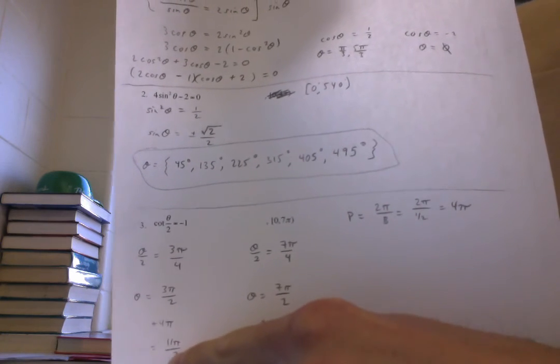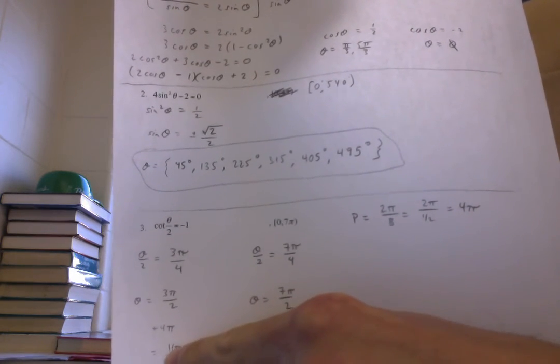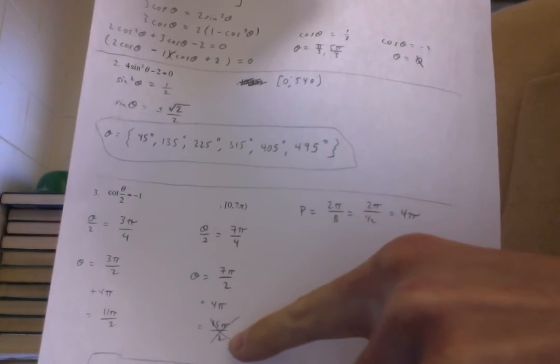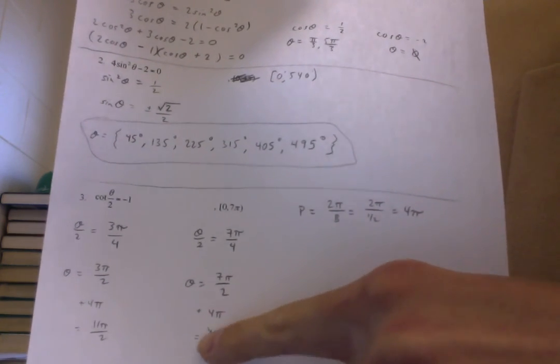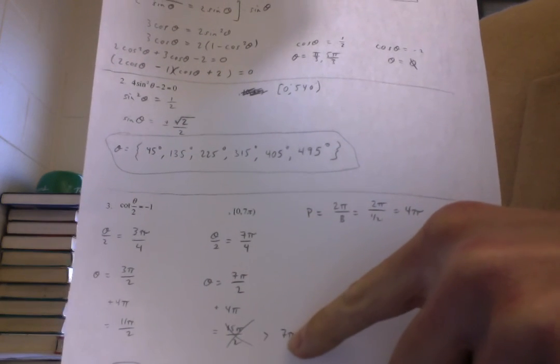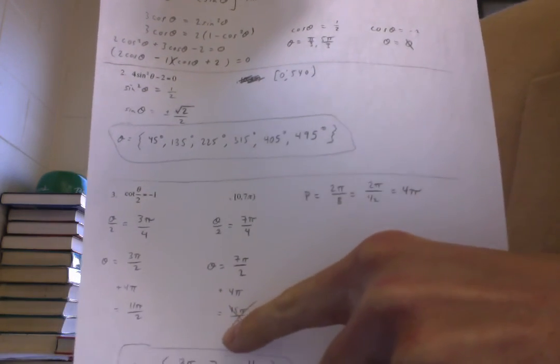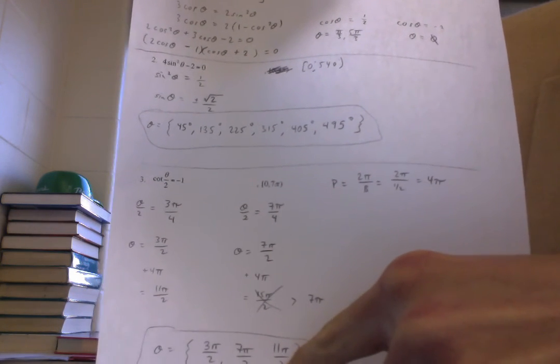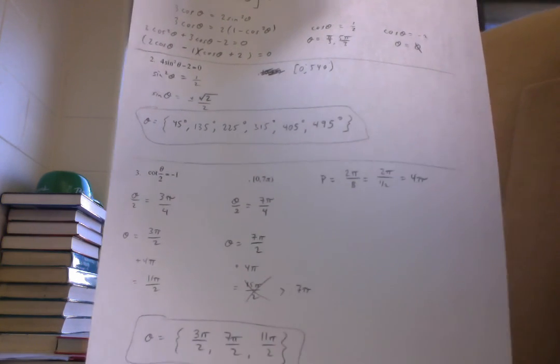Now 11 over 2 is 5.5 pi, so we are still on the interval. But if we add 4 pi to 7 pi over 2, we are at 15 pi over 2, which is 7.5 pi, and that's too high. It's more than 7 pi, so we don't include that one. So there's 3 solutions: 3 pi over 2, 7 pi over 2, and 11 pi over 2. All right, and that's that.